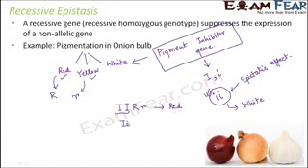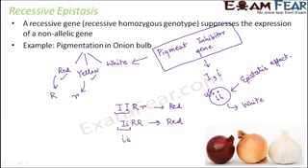Similarly, if you have something like capital I, small I, capital R, in this case again, if you look at the inhibitor gene, it is again present in the dominant condition, so it will not show its epistatic effect. So here, capital R, so the phenotype would be red.